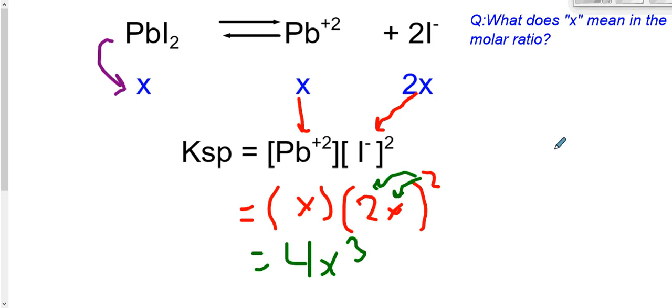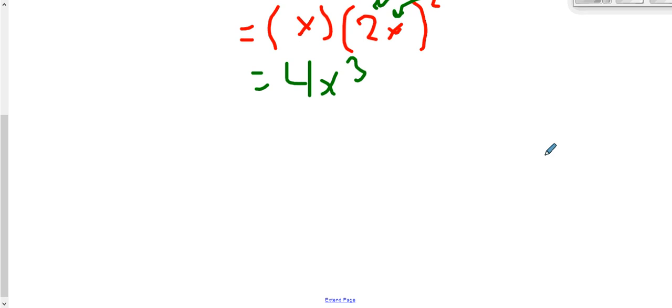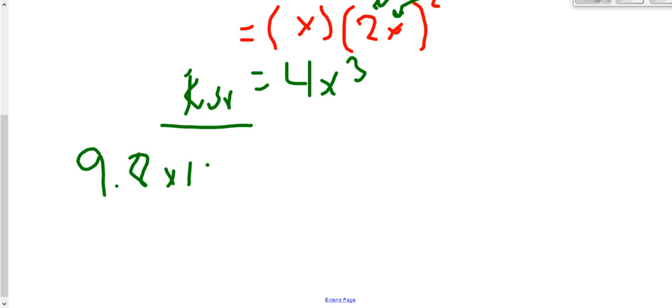All right, so on our chart on page 415, we can look up the Ksp for lead iodide. If you take a look at it, you'll find the Ksp for lead iodide is 9.8 times 10 to the minus 9. So Ksp is 4x cubed. We know this value is on our chart. It's going to be 9.8 times 10 to the power of minus 9 is equal to 4x cubed.